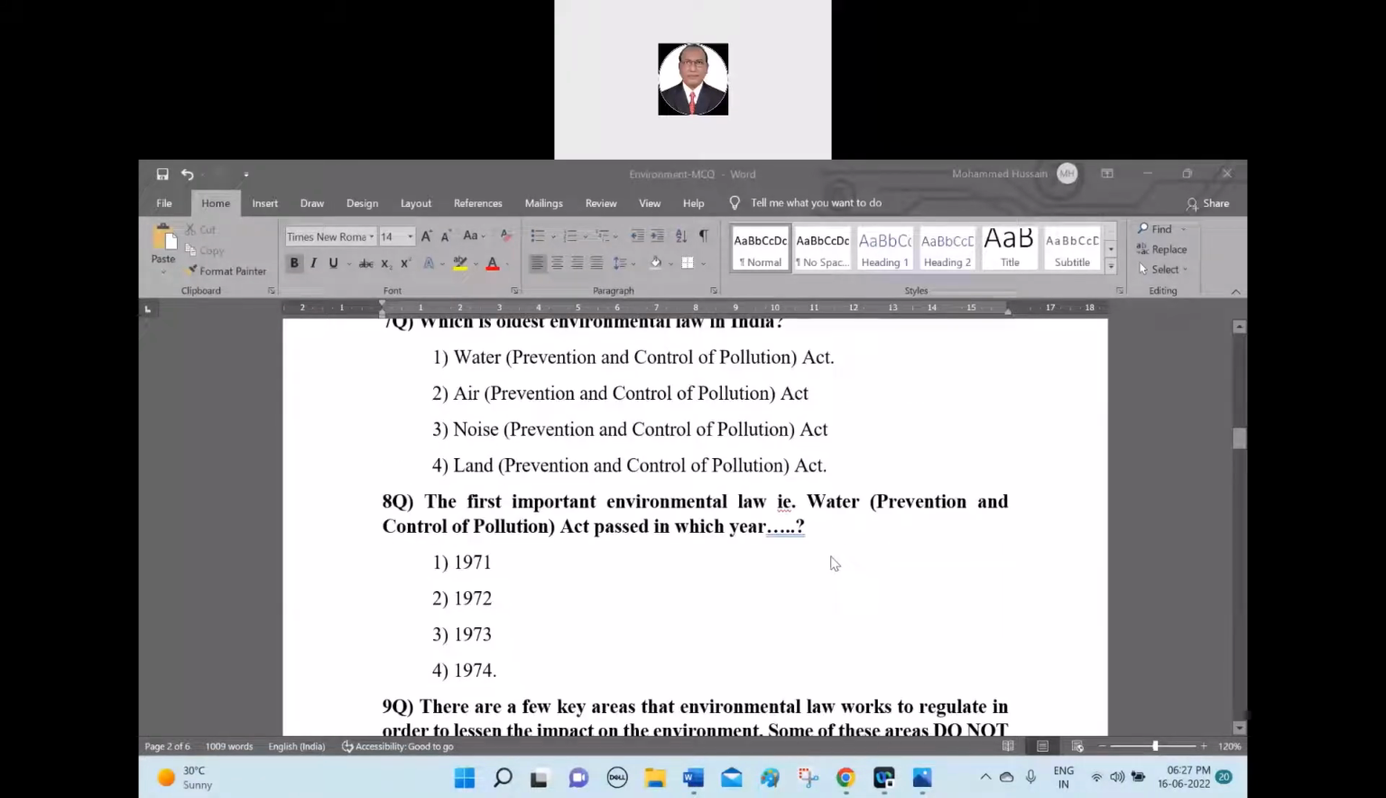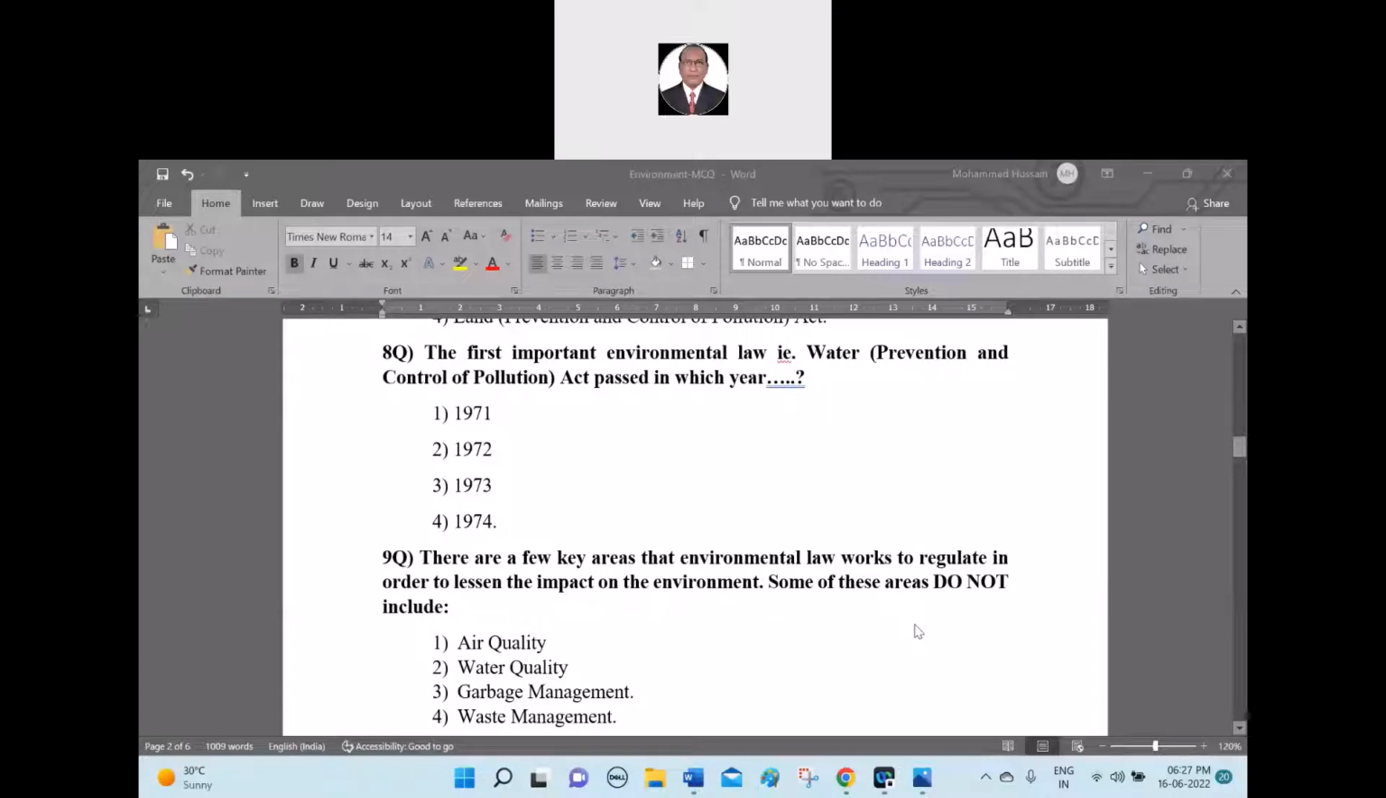Okay, next, eighth question. The first important environmental law, Water Prevention and Control of Pollution Act, was passed in which year? That is the oldest Environmental Protection Act. Number 1, 1971. Number 2, 1972. Number 3, 1973. The fourth option is 1974. Which is the correct year? Sir, option 4, 1974. Yes, 1974 is the right answer for the eighth question.